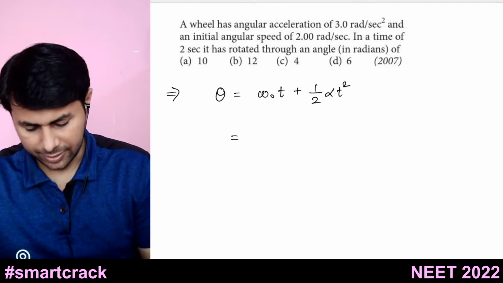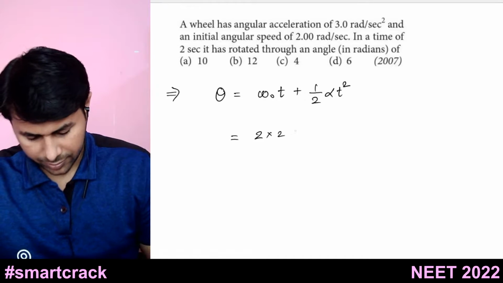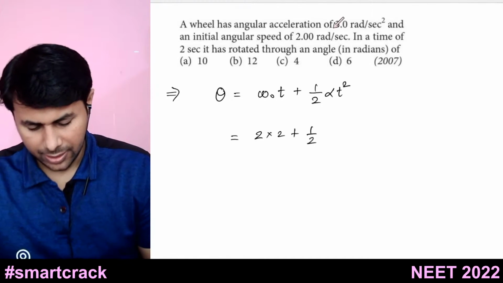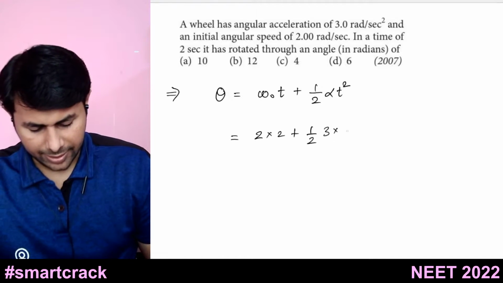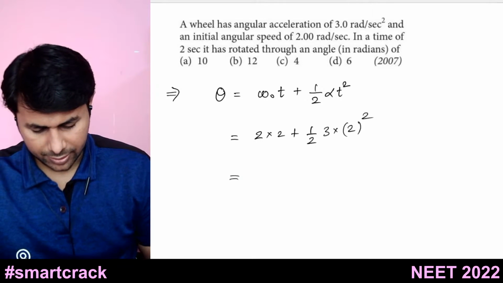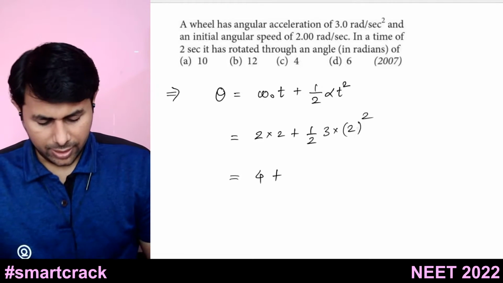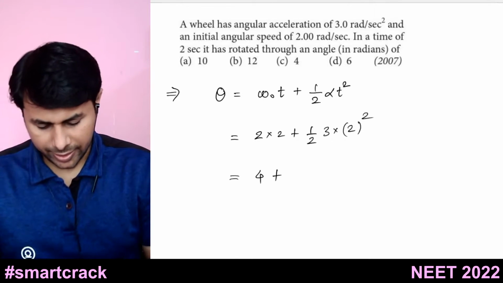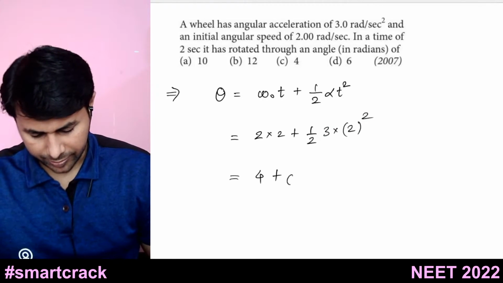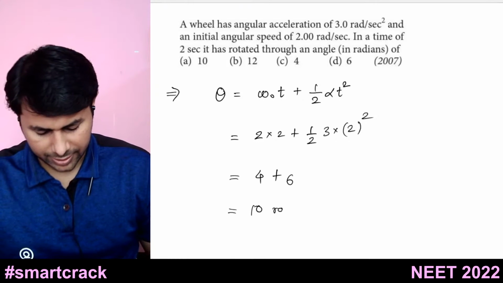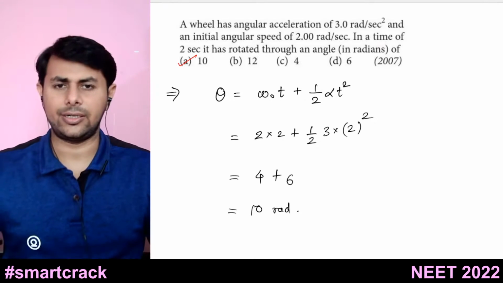What is omega naught? It is 2 radians per second. So 2 times time, which is 2, plus half of alpha, and alpha is 3, into time square, so 2 square. So 2 times 2 is 4, plus 2 square divided by 2 gives us 2, and 2 times 3 is 6. So 6 plus 4, the answer is 10 radians. This is a very simple problem. So its answer is 10 radians.